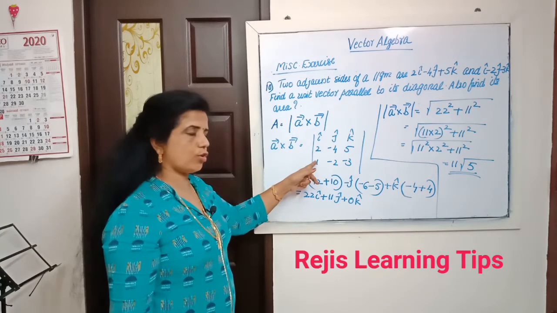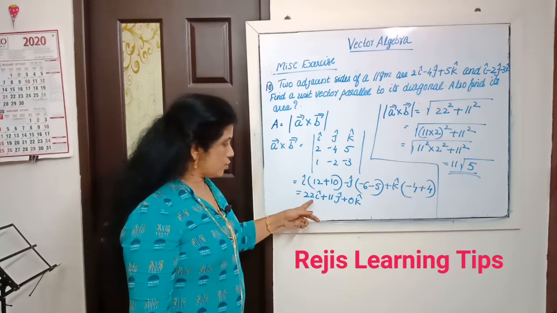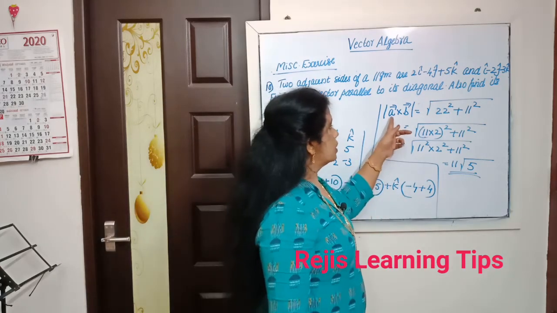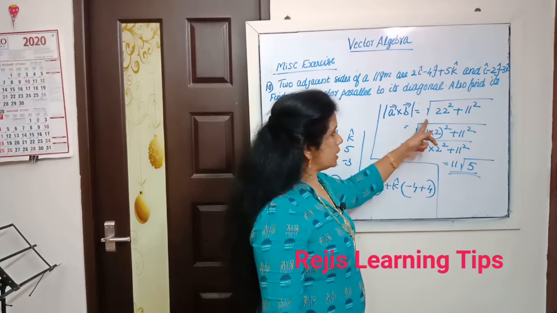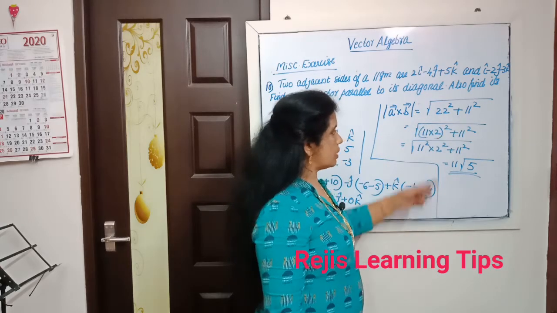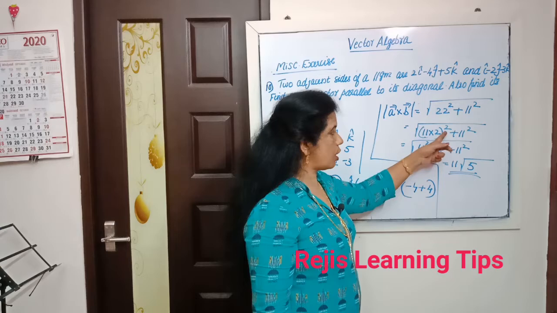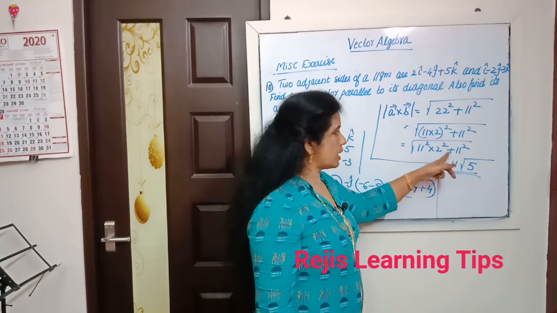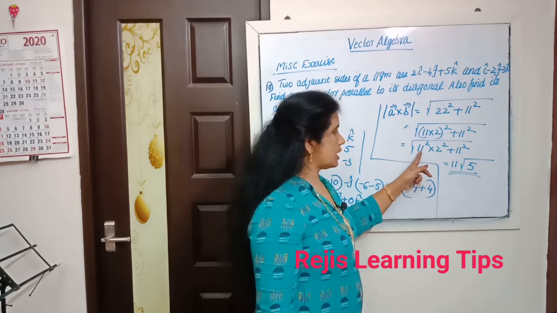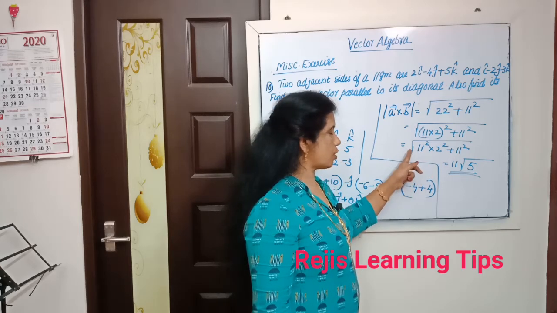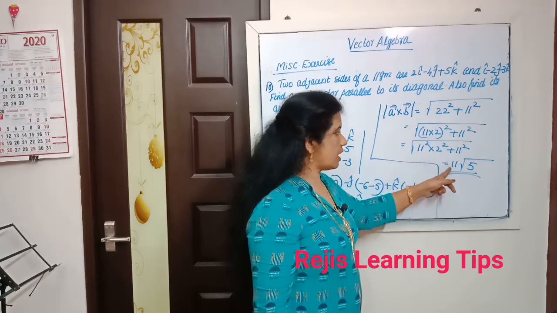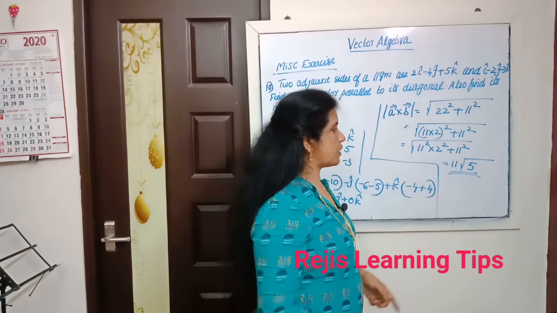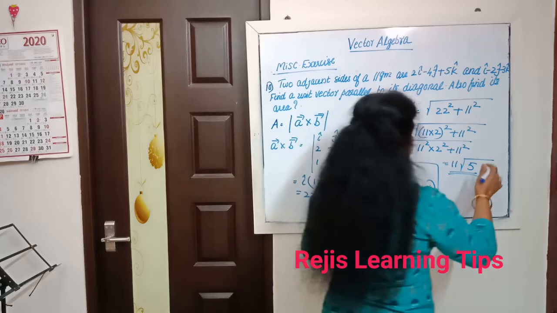Area of the parallelogram is equal to magnitude of A cross B. A cross B you know already: 22 i cap plus 11 j cap plus 0 k cap. Then the magnitude of A cross B is root of 22 square plus 11 square. 22 square means 11 into 2 the whole square, plus 11 square. Take 11 square outside of the square root. Then we get 11 into root of 4 plus 1, that is 5. So the area is 11 root 5 square units.